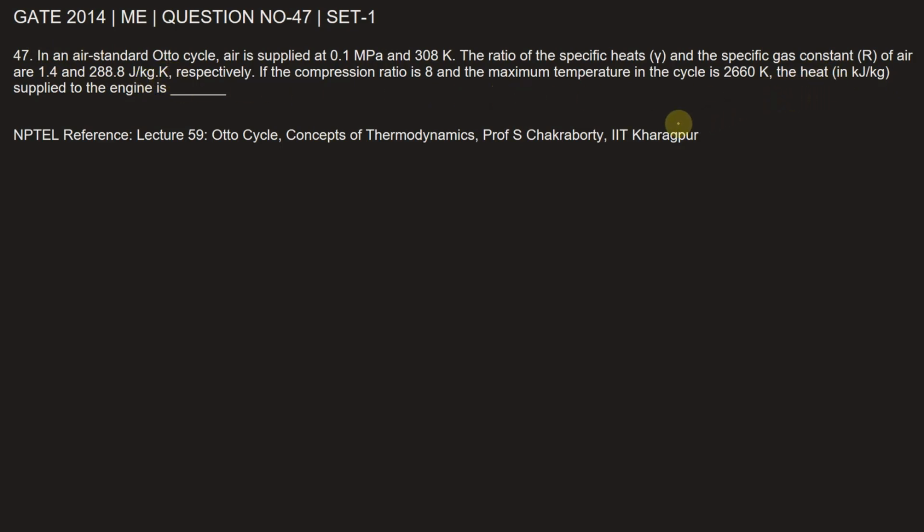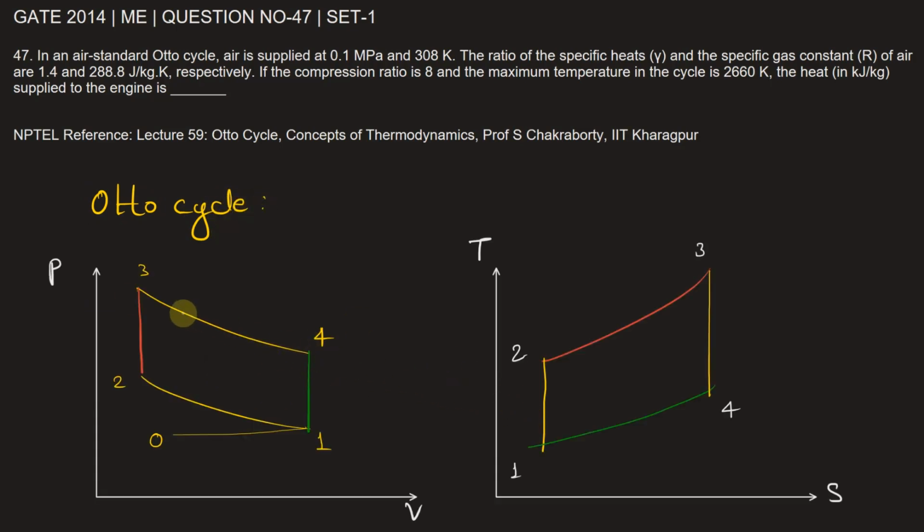That means the specific heat we need to find out in this problem. So let's start with the diagram of the Otto cycle. These are the PV and TS diagrams of the air standard Otto cycle. Process 1 to 2 is an isentropic process, that means delta S, the change in entropy, is 0. Similarly 3 to 4 is also an isentropic process, delta S is 0. In 2 to 3 heat is added to the system at constant volume, so Q in, and in 4 to 1 heat is getting out of the system, Q out. So this is how the cycle operates.